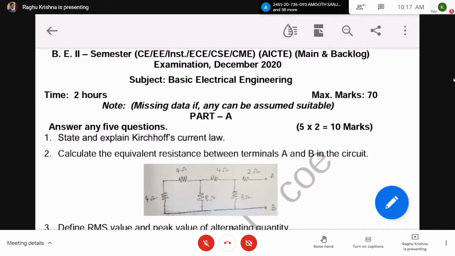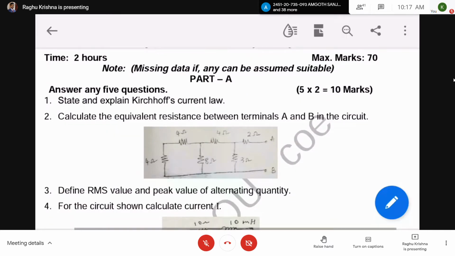Next, see the second question. Are you able to do the first one? What is the statement of Kirchhoff's current law? The algebraic sum of currents meeting at a node is equal to 0. And you have to draw a small diagram. Just explain.